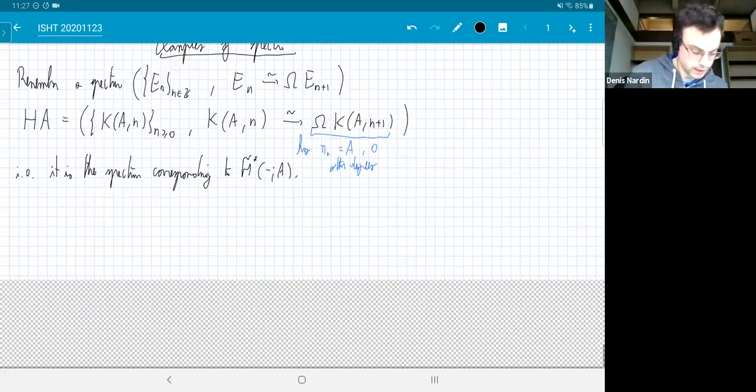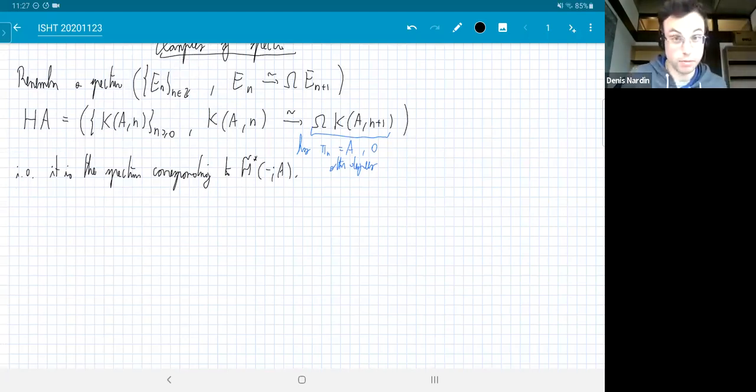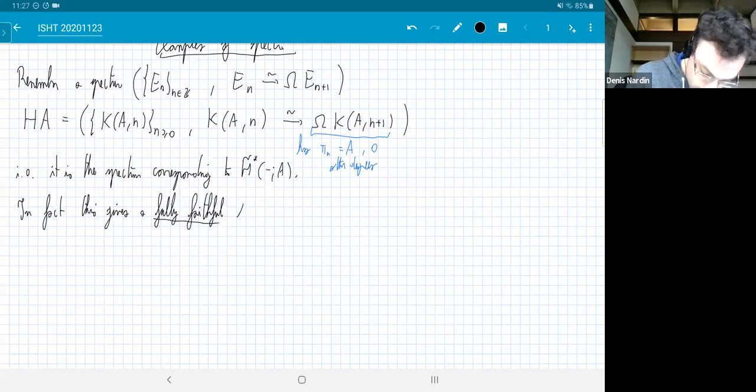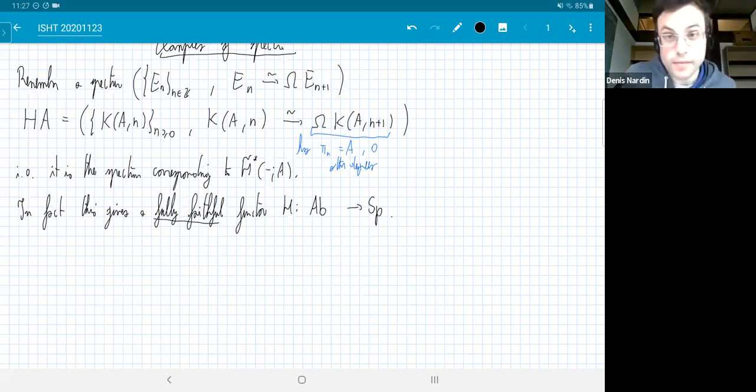In fact, and we will see it, I think, next week or perhaps the week after, this gives a fully faithful functor H from abelian groups to spectra. So you can embed abelian groups into spectra. And one way of thinking about spectra is as a sort of generalization of abelian groups as coefficients of your cohomology theories, where the cohomology theory is not just coefficients in abelian groups, it has coefficients in fancier things.